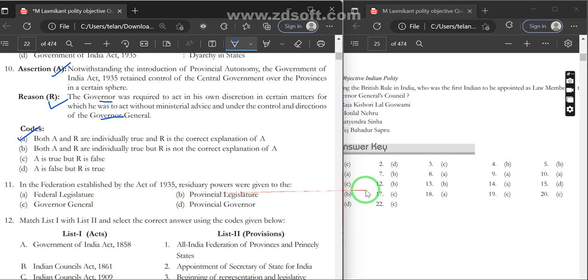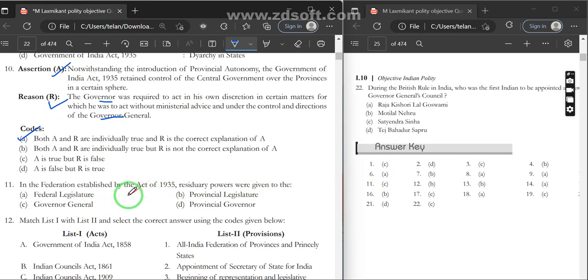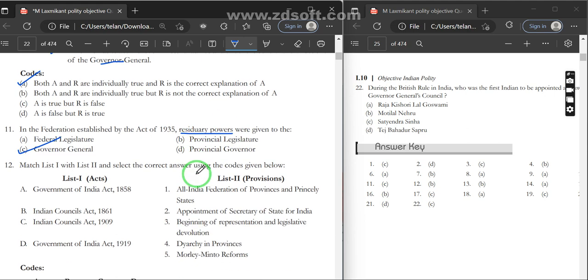Now let's look at the 11th question. In the federation established by the Act of 1935, residuary powers were given to the governor general. Residuary powers means powers which are not mentioned in the legislation. Any power, some sort of extraordinary powers, those come under the governor general.